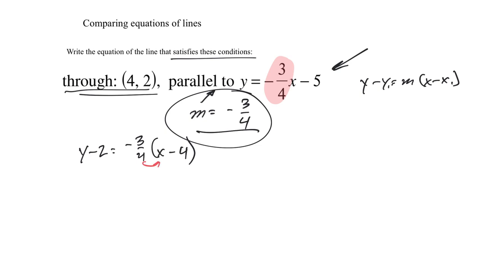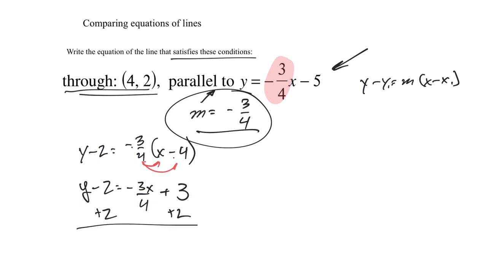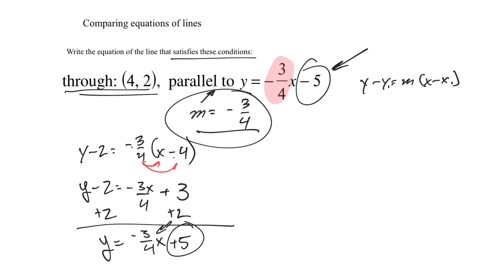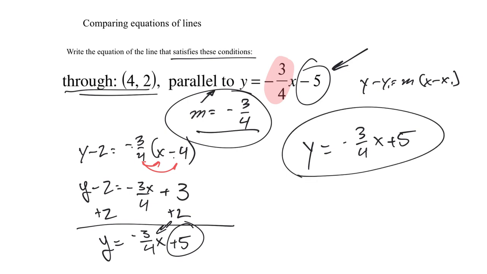First, let's distribute our slope into the parentheses. So I'm going to rewrite y minus 2 equals negative 3/4 times x plus, negative times a negative is a positive 3. Let's add 2. I'm going to add 2 to both sides so I can get the y alone. And I get y equals negative 3/4 x plus 5. So you see the slope is the same and the y-intercept is different. So this y equals negative 3/4 x plus 5 is the equation of the line that satisfies the condition that it goes through (4, 2) and is parallel to the equation y equals negative 3/4 x minus 5.